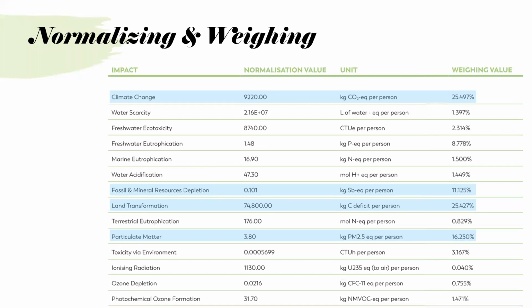Next, those factors were then weighted according to their relative criticality to the environmental impact. So this is determined by previous work that identified the planetary boundaries, so taking into consideration Earth's thresholds. I highlighted the top 4, and you can see that, for instance, climate change went from being kilograms CO2 equivalent per person to being 25.47% weighted of the overall environmental impact.